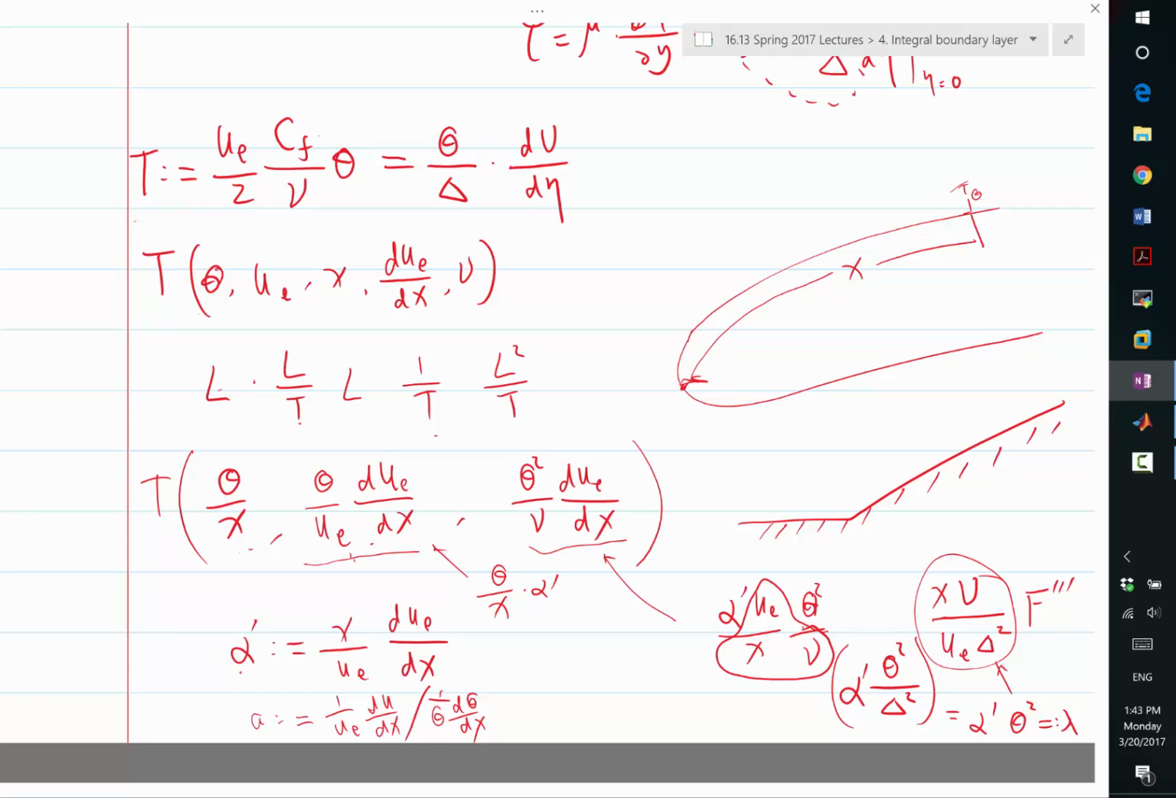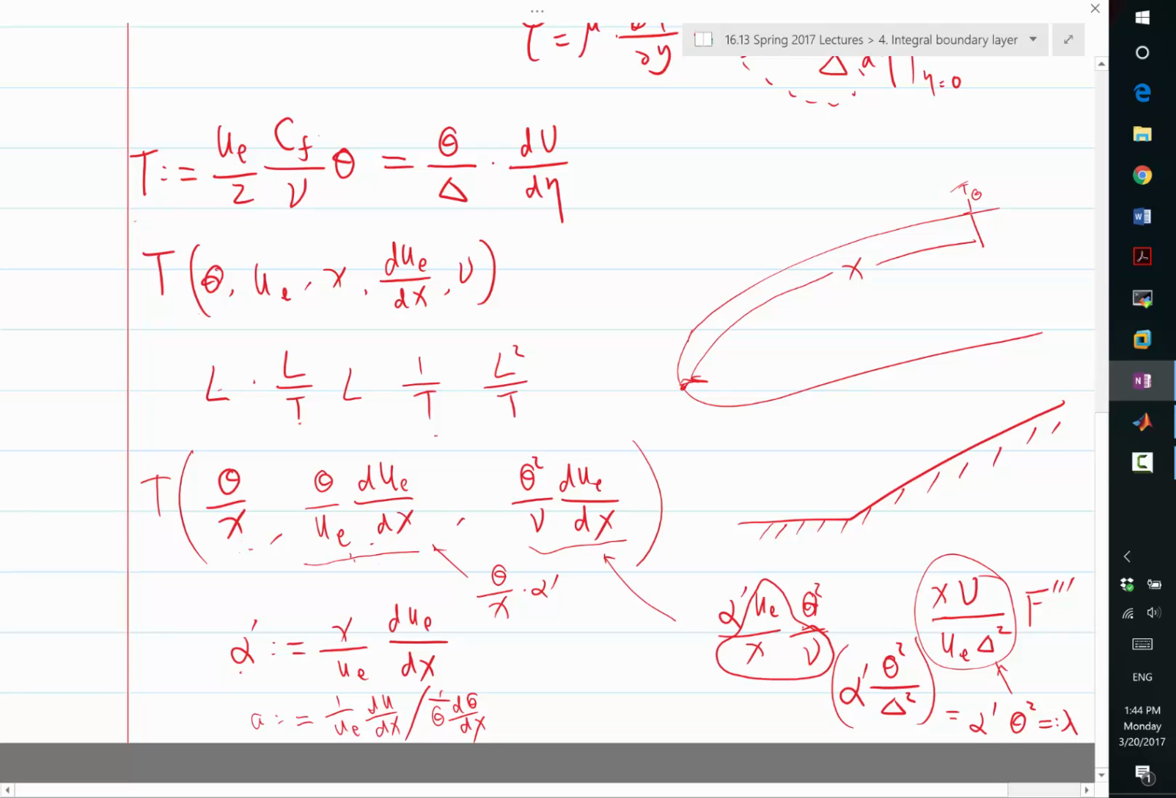Okay. So for example, I'm just going to give an example. If theta is equal to 3 and delta is equal to 2, and we set eta so that the height of 2 is actually eta equal to 1. So in the eta coordinate, theta is equal to 1.5.